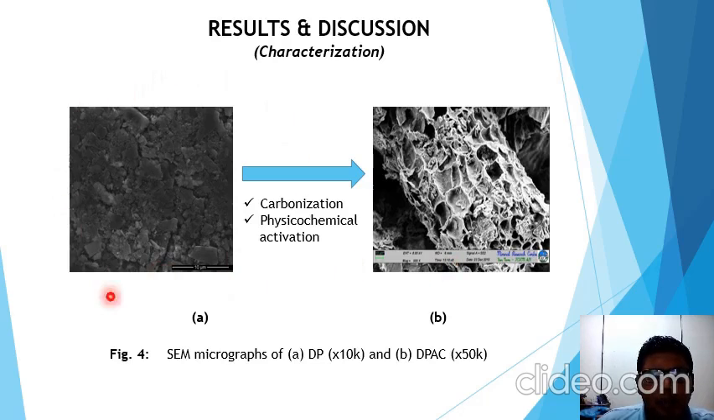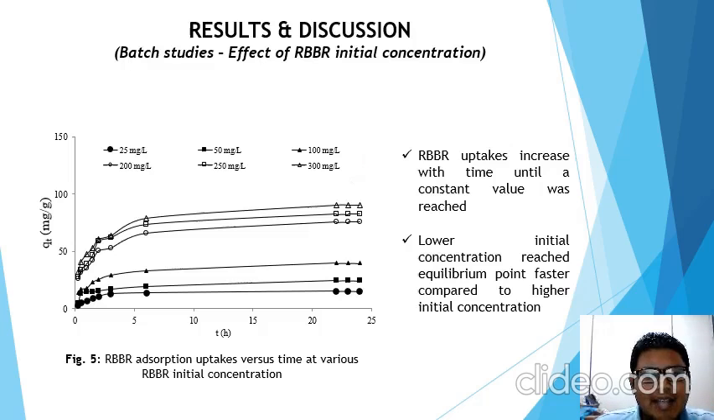In DP, we can see that the existence of pores is very minimal, but after carbonization and physicochemical activation, we can see that numerous pores exist on the surface of the DPAC. Next is the results and discussion for batch studies.